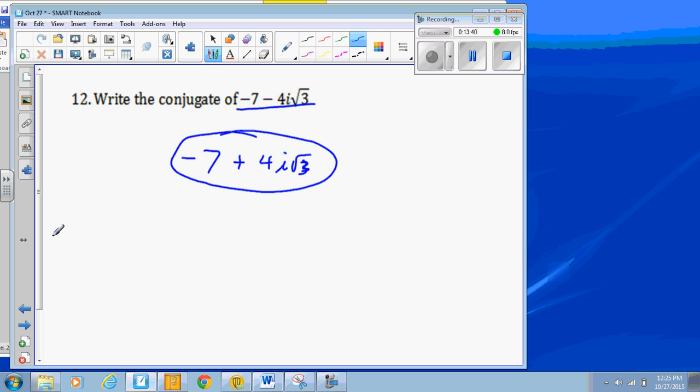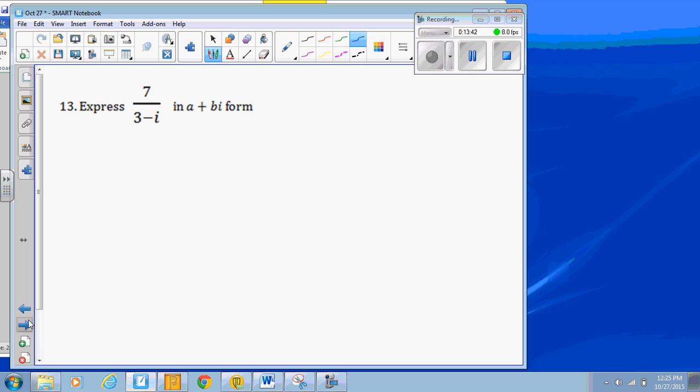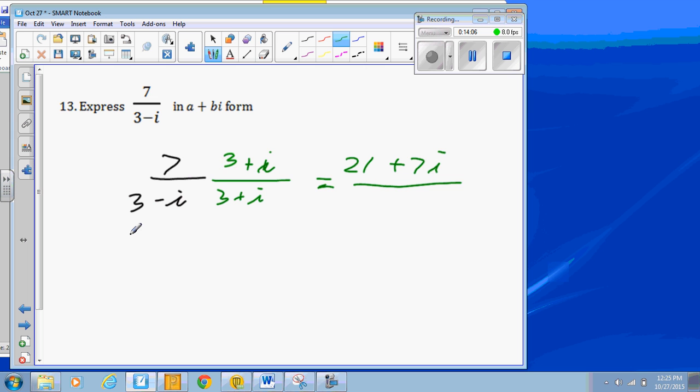And now as I move on to the last two problems we have, again, this one has an I on the bottom. I'll rewrite this here so I can work with it. 7 over 3 minus I. What I'm going to do is multiply top and bottom by the conjugate of 3 minus I, which is 3 plus I. So that becomes 21 plus 7I on top. And the bottom becomes 3 times 3 is 9, and then plus 3I, and then minus 3I, and it's going to be minus I squared.